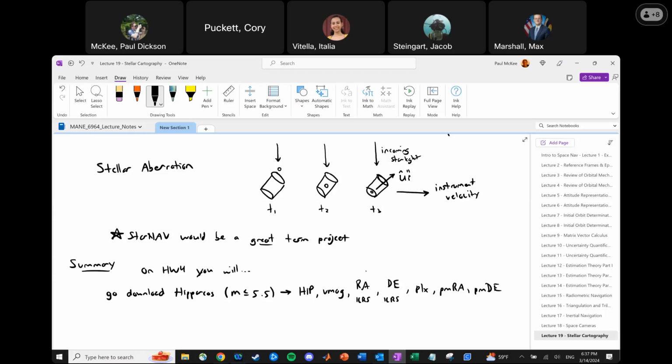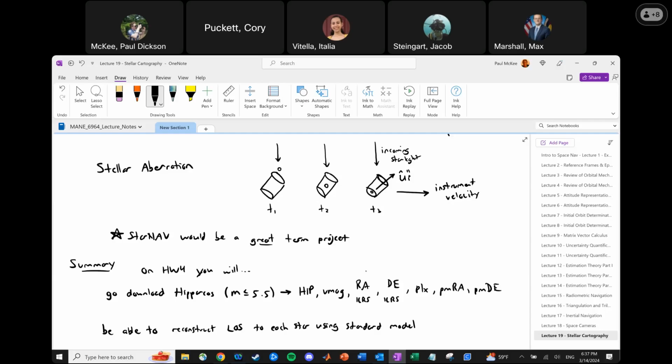but I want you to try it on your own first. Then you need to be able to reconstruct the line of sight to each star using the standard model. And that's it. That's basically all we need to do.